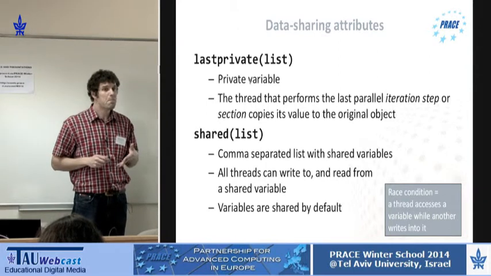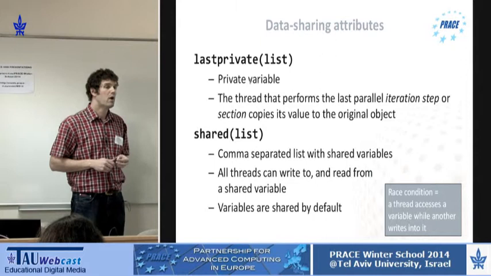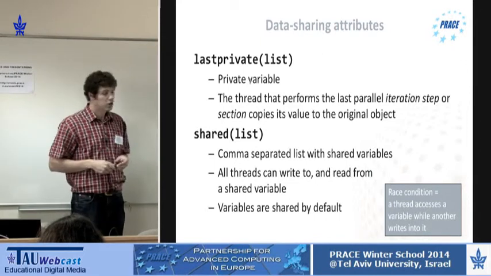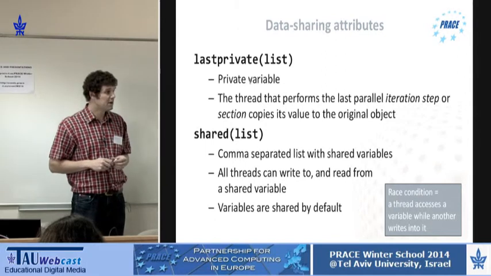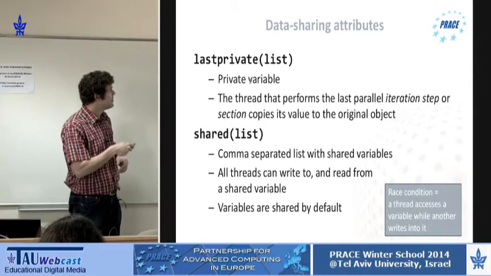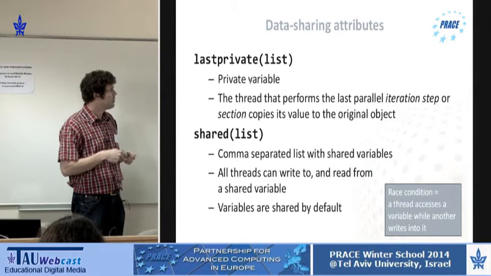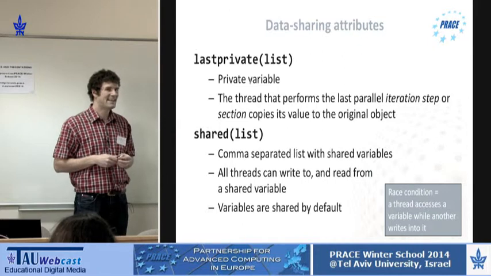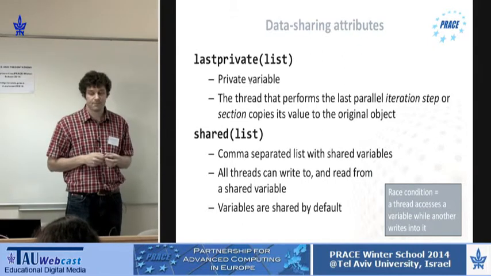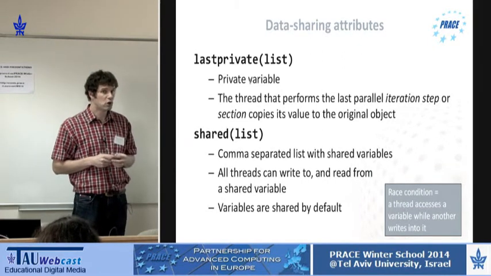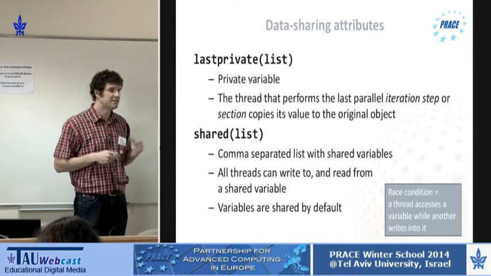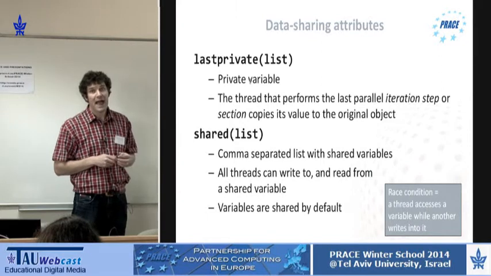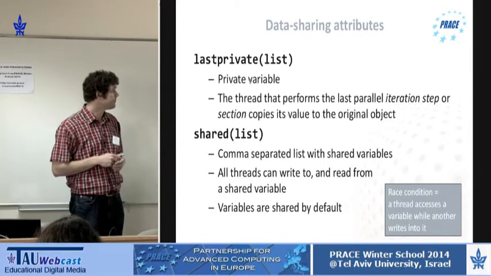As mentioned, the private variables, when you go out from the parallel region, don't have a well-defined value. By declaring them lastprivate, it means that the thread that performs the last parallel iteration step or section, or in principle the thread that last exits the parallel region, will copy its value to the original object. This is not so well defined as, for example, firstprivate, where it's always the value that the master thread had before entering the parallel region.